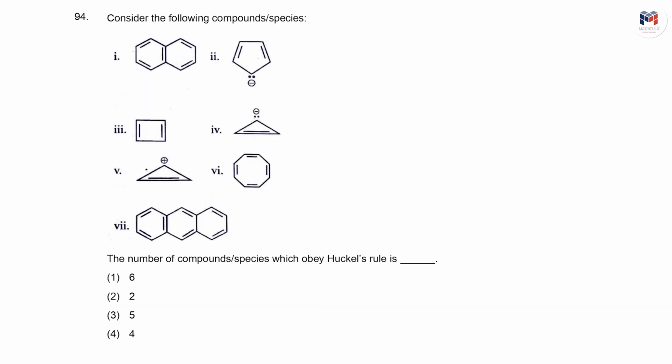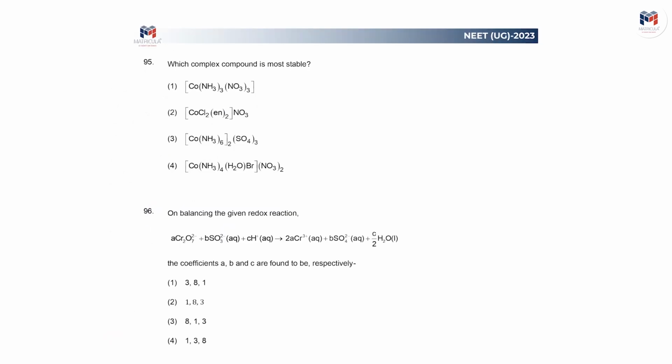Question number 94. Consider the following compounds or species. The number of compounds or species which obey Huckel's rule is, the answer is option number 4, that is 4. Question number 95. Which of the complex compound is most stable? The answer is option 2, dichlorobis ethylenediamine cobalt 3 nitrate. Question number 96. On balancing the given redox reaction, the coefficients A, B and C are found to be respectively. The answer is option 4, 1, 3, 8.